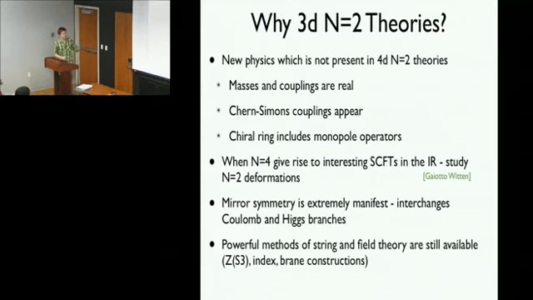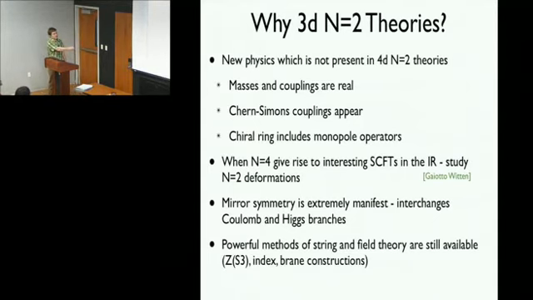And these theories possess some interesting features which are not observed in, say, four-dimensional n equals 2 theories. For example, if you just start with a three-dimensional theory, its masses and couplings are real, and you don't have the power of holomorphy to make some strong non-perturbative predictions. But if you compactify the theory on a circle, the coupling constants and mass parameters become complexified, and you still have this power of holomorphy.